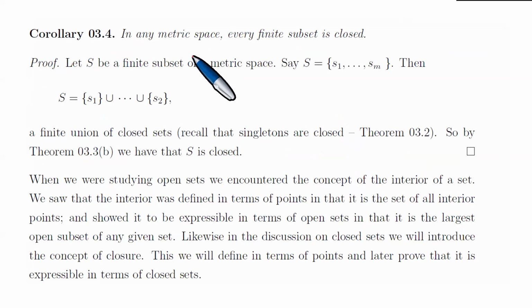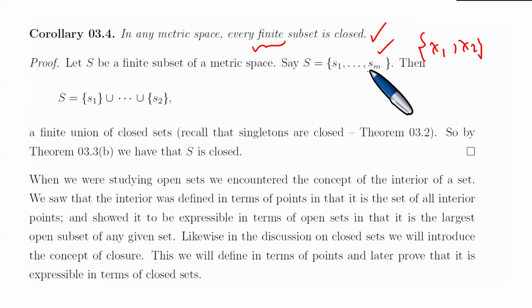In any metric space, every finite subset is closed. This is the result we discussed last time. In a metric space, every finite set, because we looked at sets like containing x1, x2, and so on, can go up to the last element, so you can take S1 up to Sm.